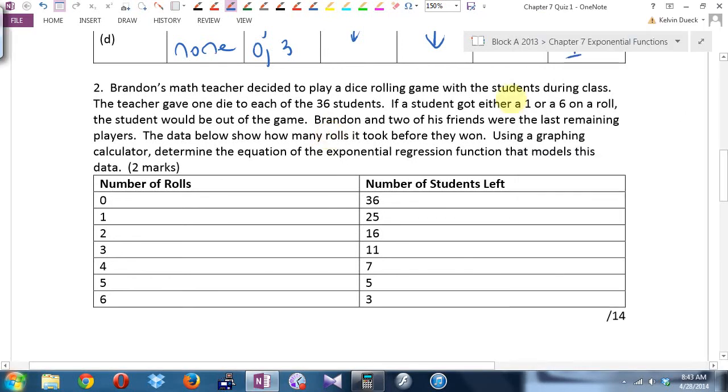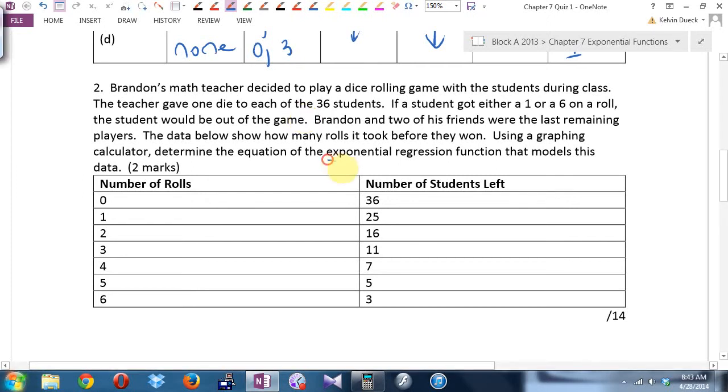It says, if the students got either a 1 or a 6, the student would be out of the game. Brandon and 2 of his friends were the last remaining players, and the data below shows how many rolls it took before they won. Okay. Using a graphing calculator, determine the equation of what? This is the key phrase. This is what tells you what equation to find.